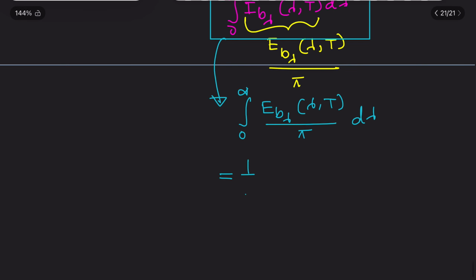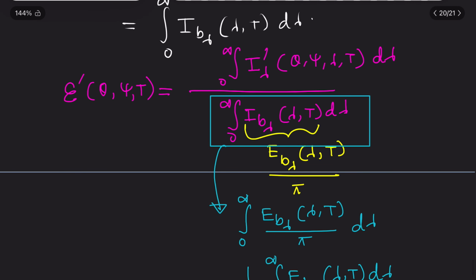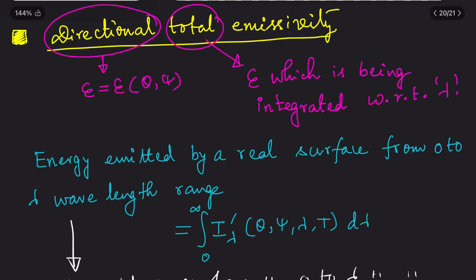You can take this pi outside, and what is remaining is this thing, right? And if I use the Planck's distribution, then I have already shown you that this part is nothing but σT to the power 4. That means this is σT to the power 4 by pi, okay. So you can say that this total part in the denominator is σT to the power 4 by pi, okay. So I think it is clear. So we have done directional total emissivity.